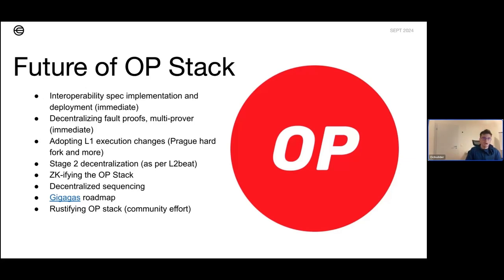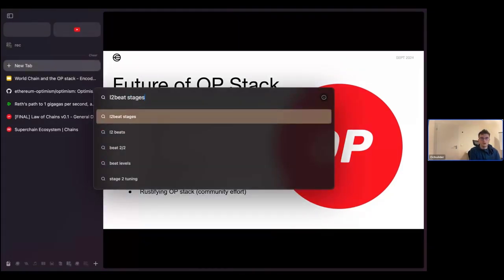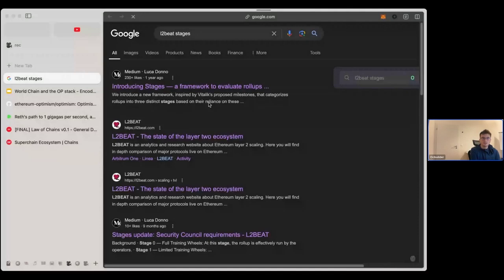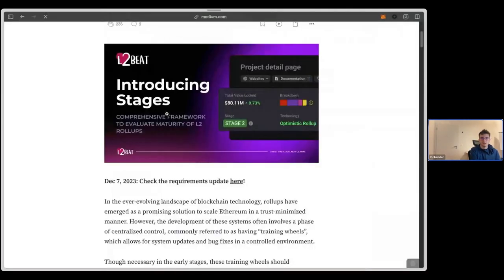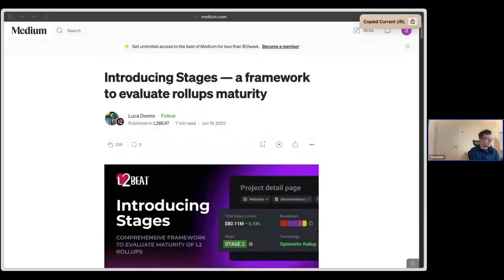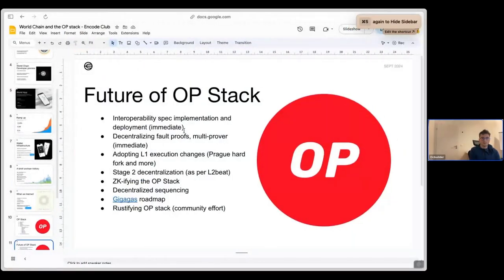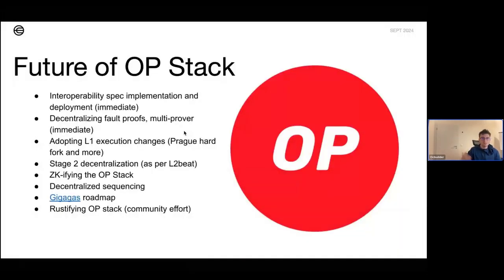But essentially, there's this different categorization of, let me actually find that out, L2Beat stages. So if I quickly search for this, there's this concept of decentralization stages that was created by one team called the L2Beat team. So I recommend you all read this. I'll just post it in the chat really quickly. But essentially, there's different measures of how decentralized a L2 can be. And it's mostly measured by their fault-proof mechanism, by their settlement, by their governance, and a few other metrics. And the more decentralized they are, the better the stage, right?